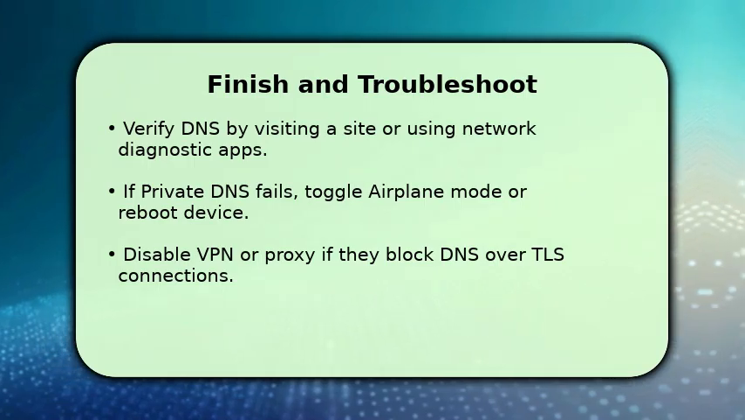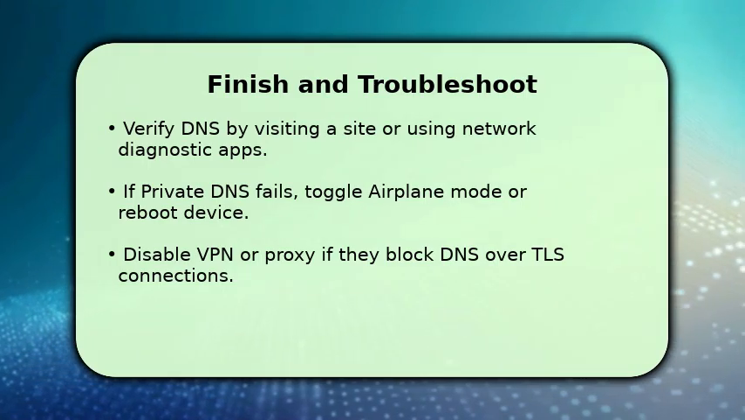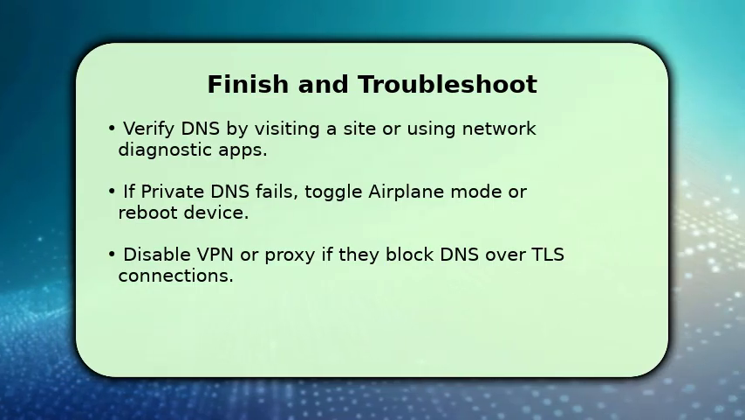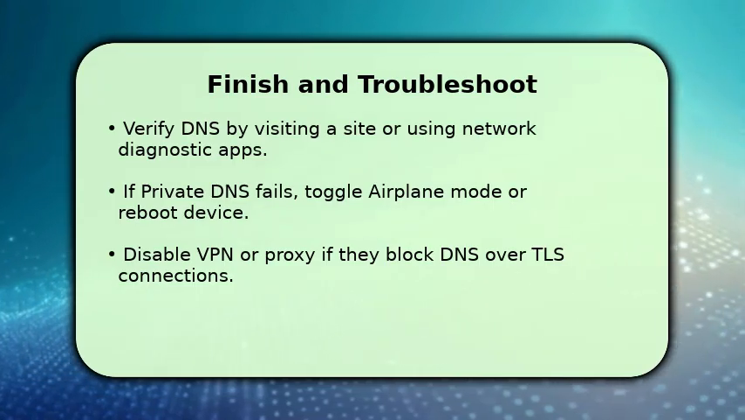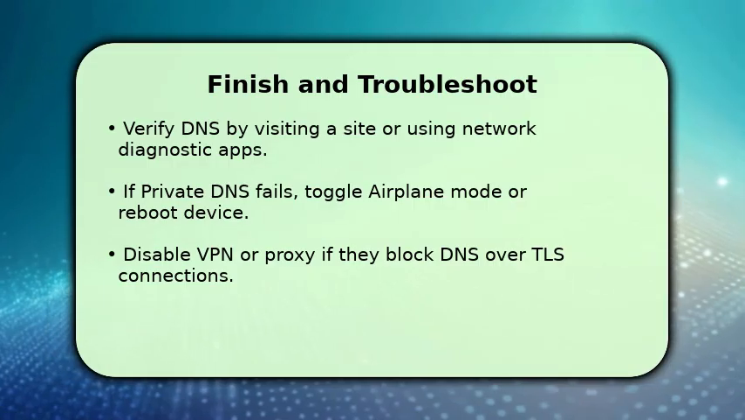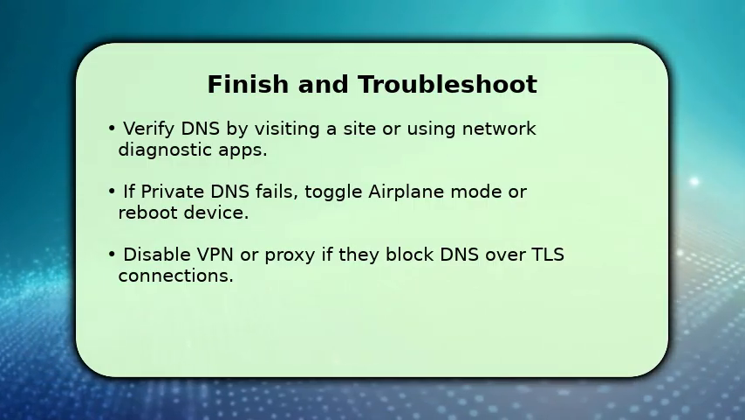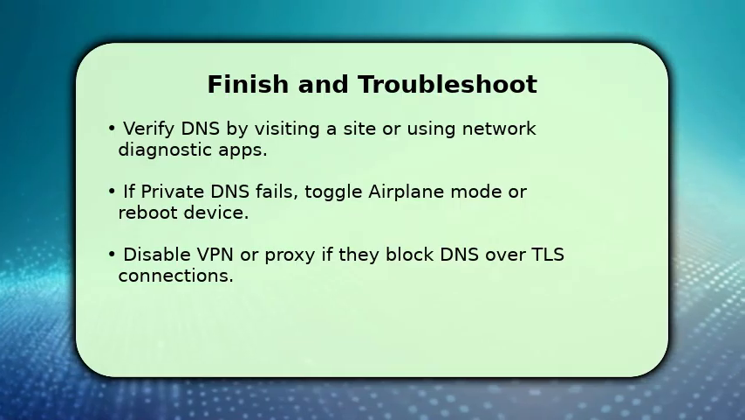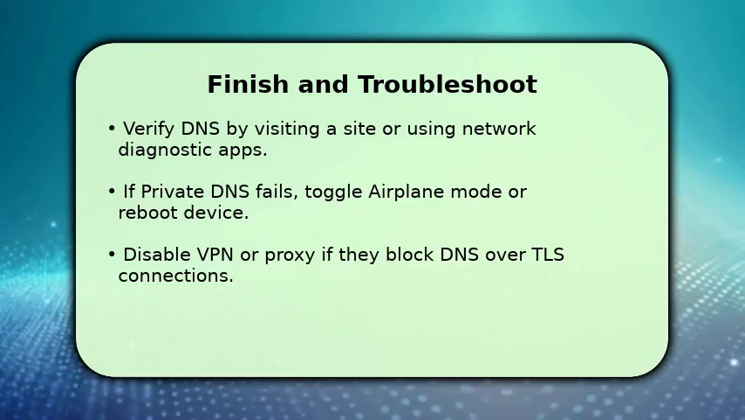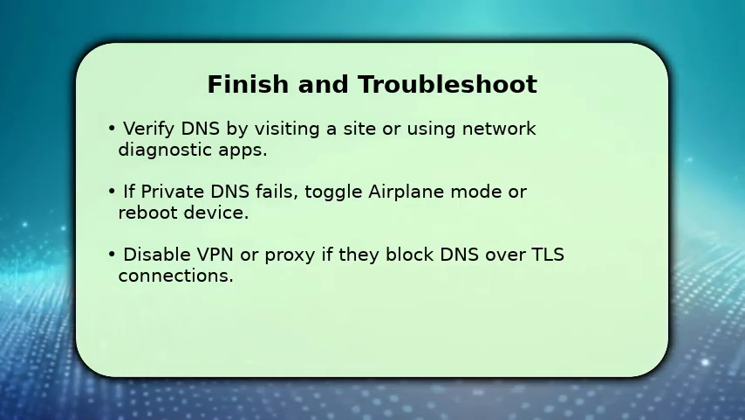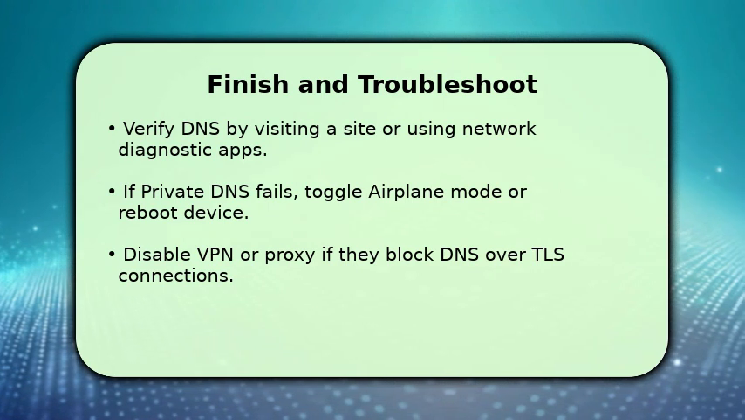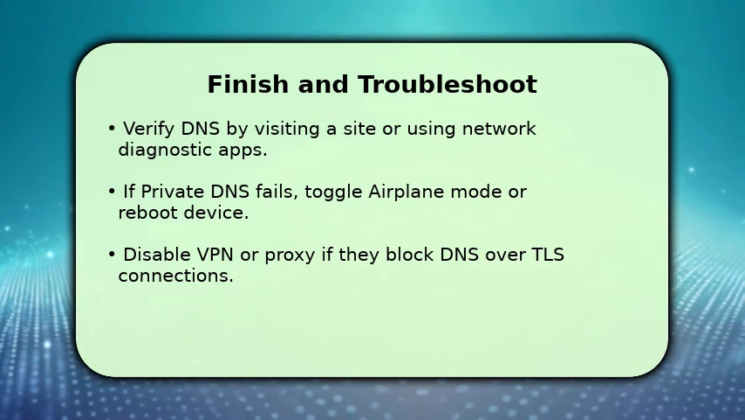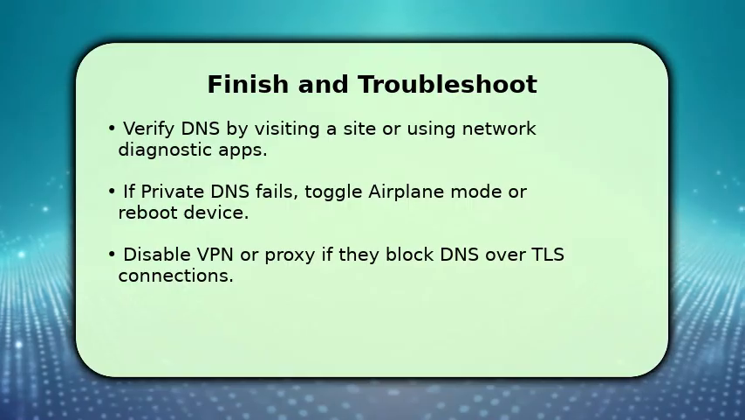If validation fails, first toggle airplane mode or reboot the phone to clear transient network issues. Make sure VPNs or proxy apps are off, because they often block DNS over TLS. If problems persist, change the hostname to a different trusted resolver and retry. One key tip: a single failed hostname entry prevents fallback, so double-check spelling and try an alternate provider.